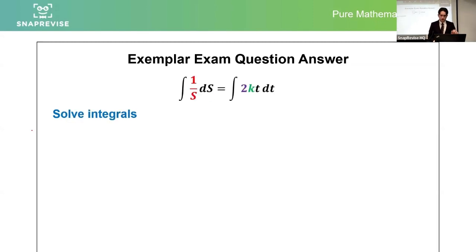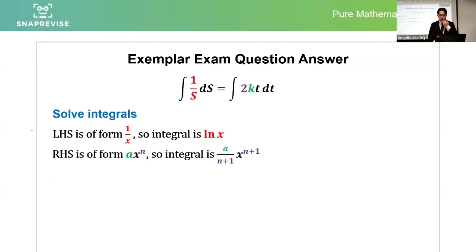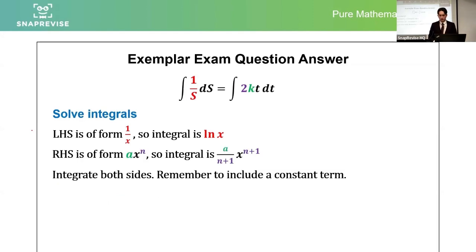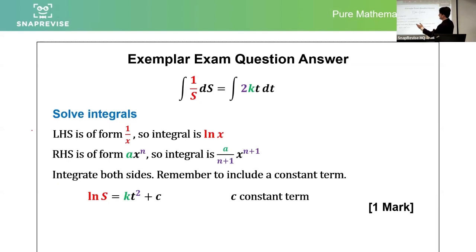So we do each integral. So 1 over S will become ln S. And then the other side, we just do like year 12 style. And we put the plus c on one side. So this is where we're at. We will get ln S is equal to kt squared plus c. Because if you integrate 2kt, power it up, divide by the new power, you're going to get kt squared. Okay, and you put the plus c.